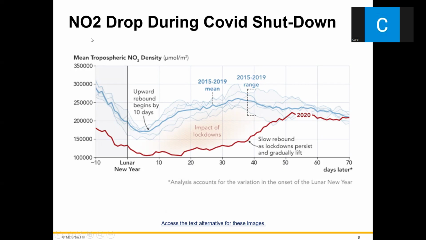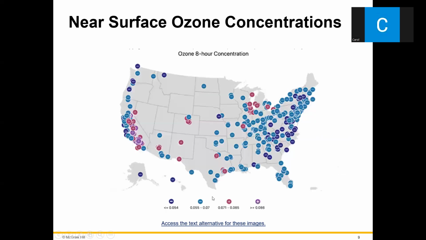Here's an impact showing how nitrogen dioxide dropped during the COVID shutdown because people weren't driving or manufacturing. So I think if we all just went and lived like we did thousands of years ago, we wouldn't have a lot of these pollution problems. But really nobody wants to do that either.